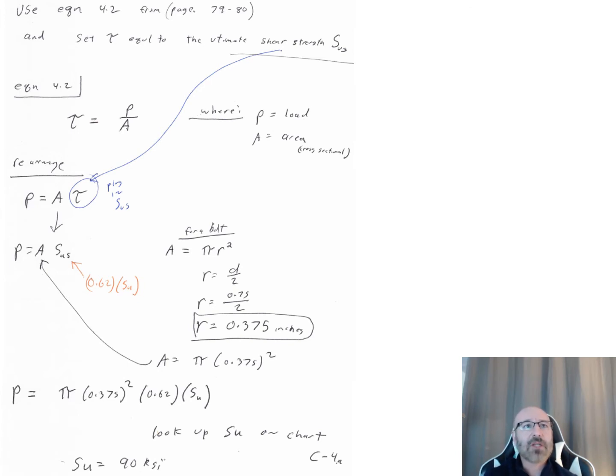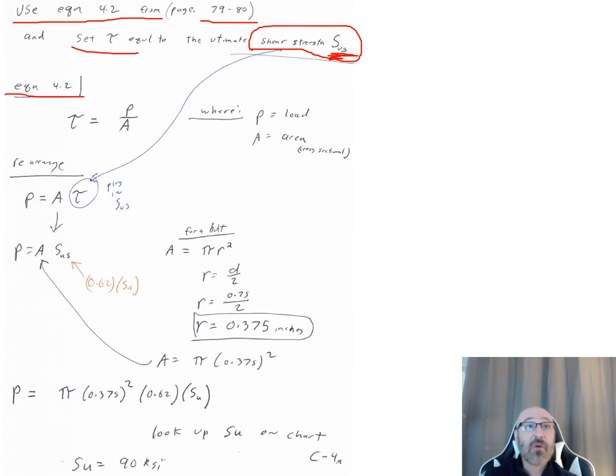I'm going to use equation 4.2 on pages 79 to 80 of our textbook. Within this, we can set our tau equal to our ultimate shear strength, our SUS, and again, we're using the SUS from the equation we saw before, this relationship on the previous slide from that assumption.